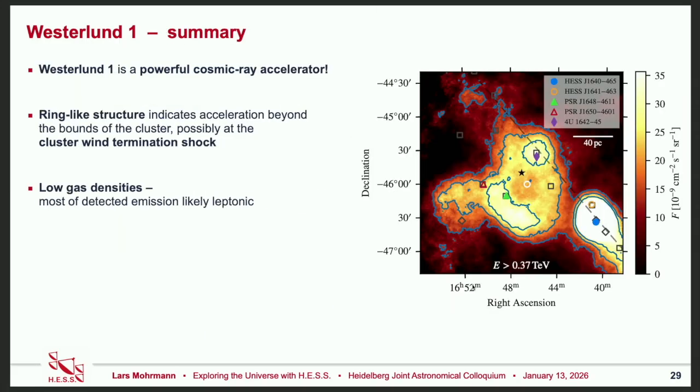Okay, this is basically just summarizing what I just said. This star cluster turns out to be a very powerful cosmic ray accelerator. We observe this ring-like structure, and because of the low gas densities, we think the emission that we see is mostly leptonic.